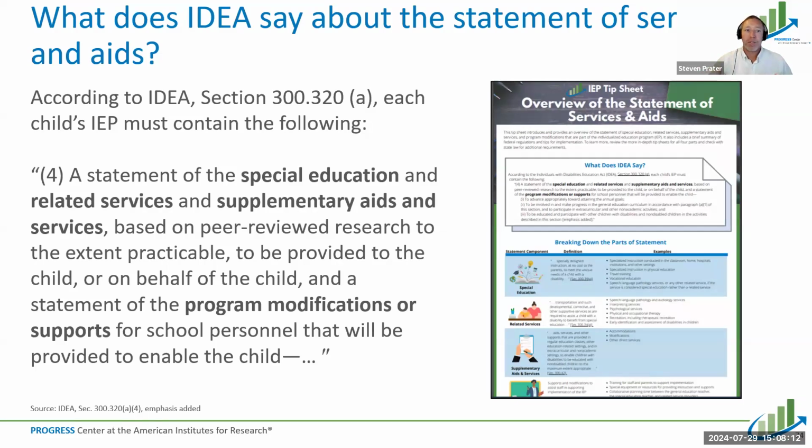Now, every student will have special education, some specially designed instruction, but every student may not have related services, or there may not be program modifications or supports that are needed. But you have to think about, does that student need it? And then how is it going to work together if that student does need those things?